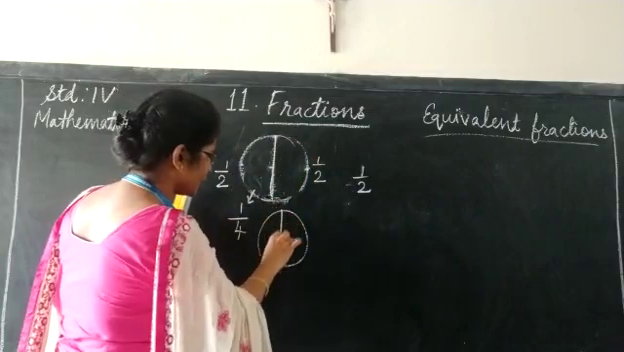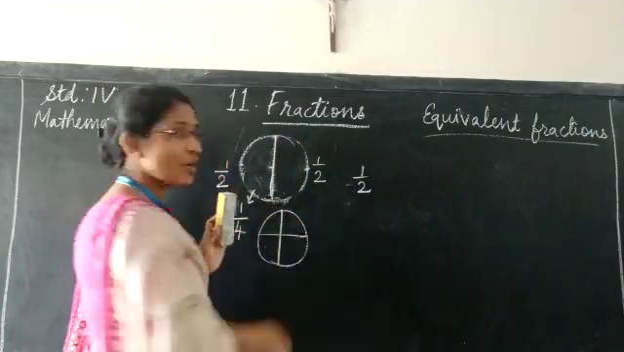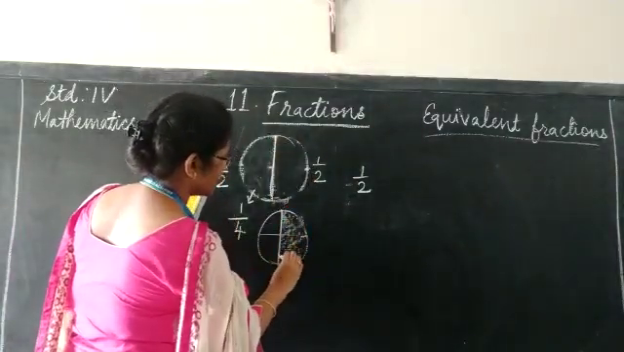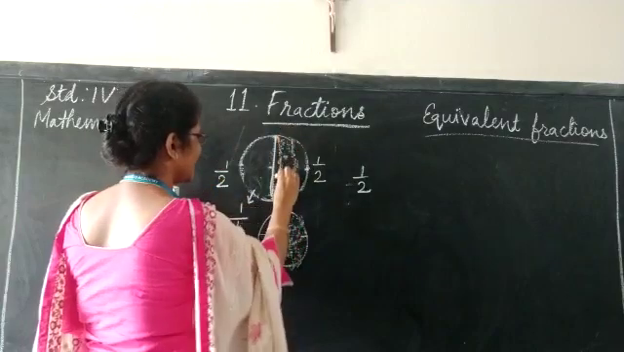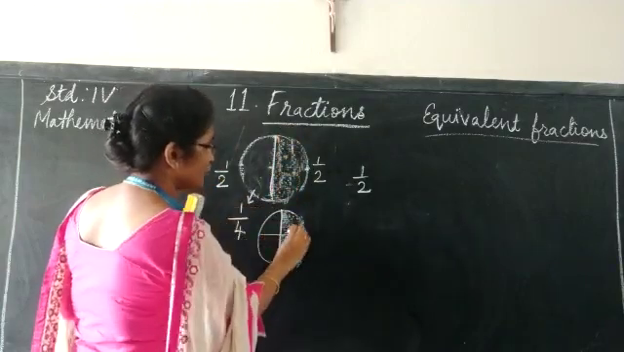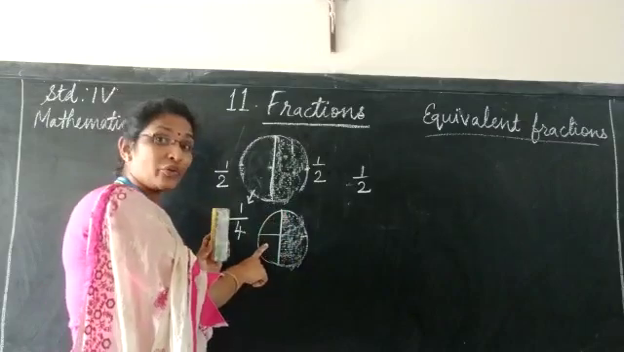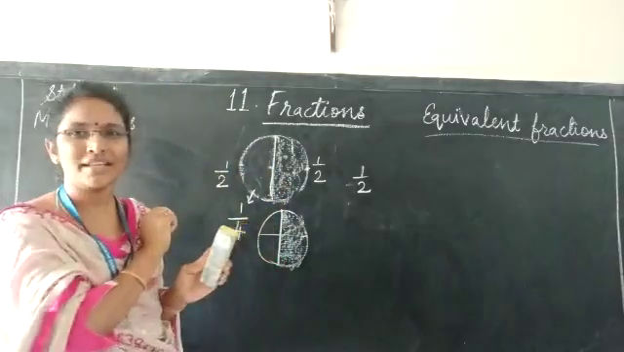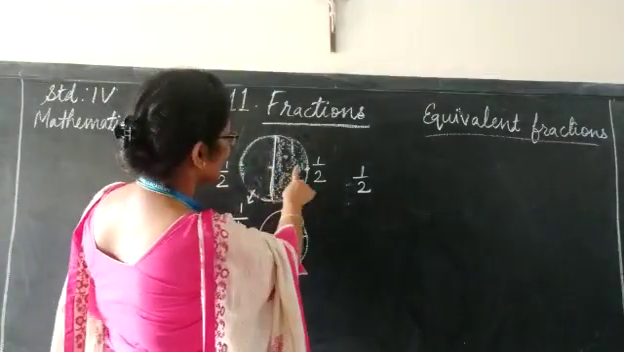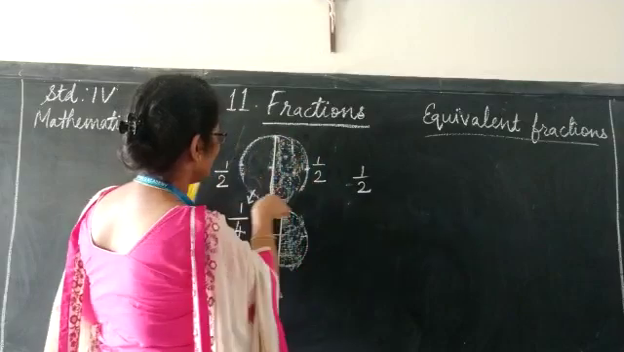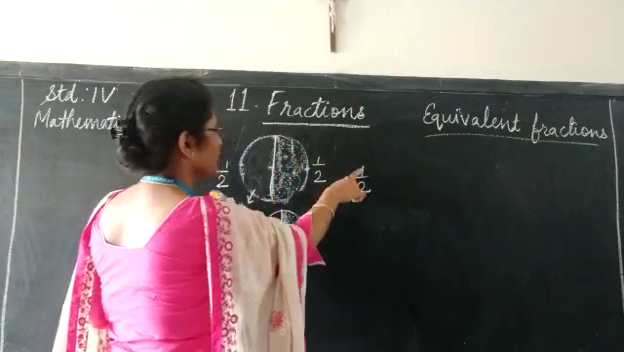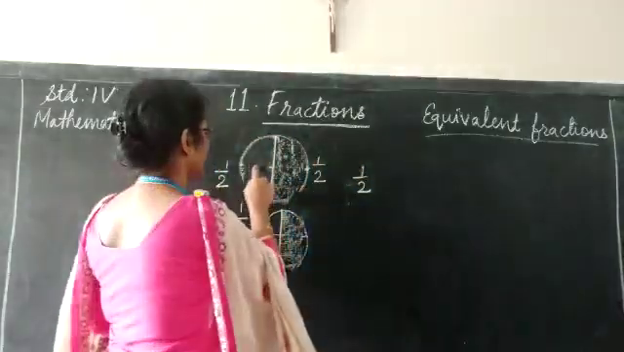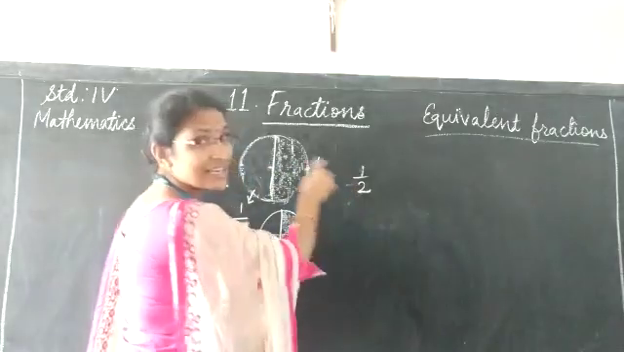Now the same size figure I divided into 4 parts and I shaded 2 of them. Here I shaded 1 part, here I shaded 2 parts. But here out of 4 parts, 2 parts are shaded, and here out of 2 parts, 1 part is shaded. Then here the fraction is 1 by 2. Out of 2 parts, 1 part is shaded. We write the shaded part on top and the total number of parts as the denominator.